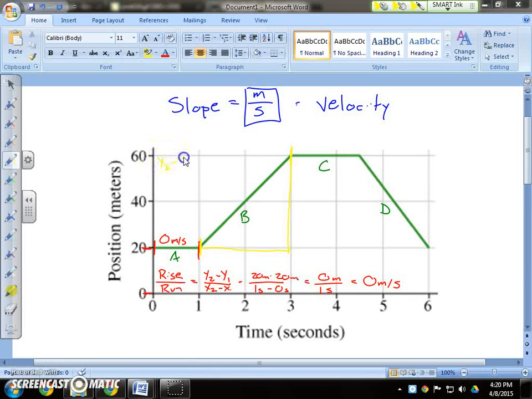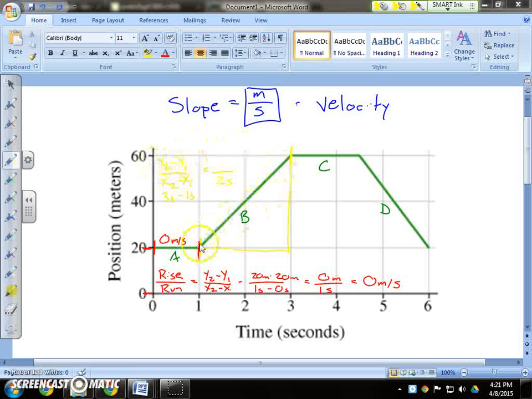y2 minus y1 over x2 minus x1. And I'm just going to pigeonhole things in this setup. In terms of your x2 and your x1, our starting time, our first x, is 1 second. Our finishing time is 3 seconds. So 3 minus 1 is going to end up giving us 2 seconds.